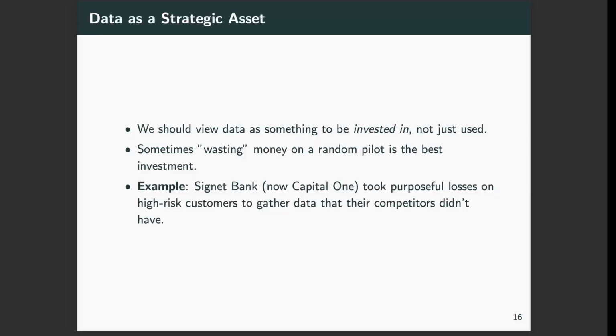The lesson here is profound. Sometimes the best investment you can make is not in marketing or operations or product development. It is in data. Deliberately designing situations to collect the data you need, even at short-term cost, can generate enormous long-term analytical advantage. This is strategic data investment, and it is a core part of analytical engineering at the highest level.